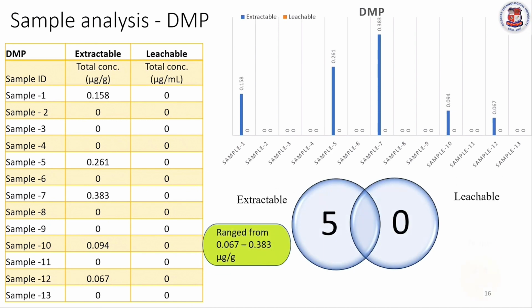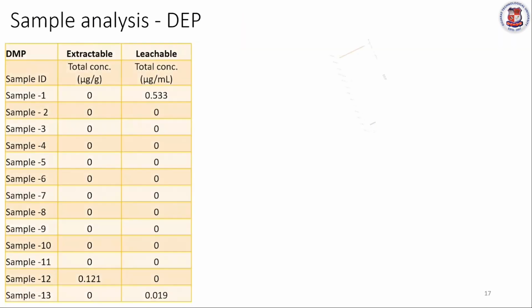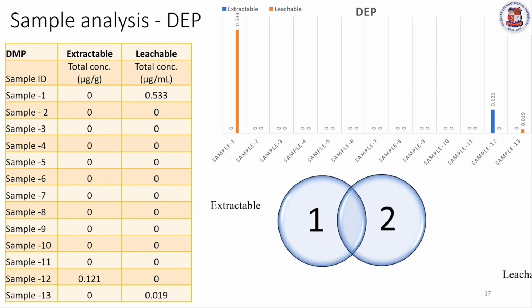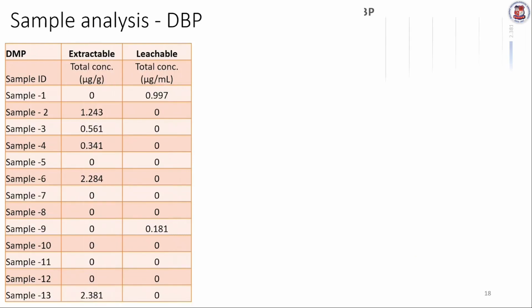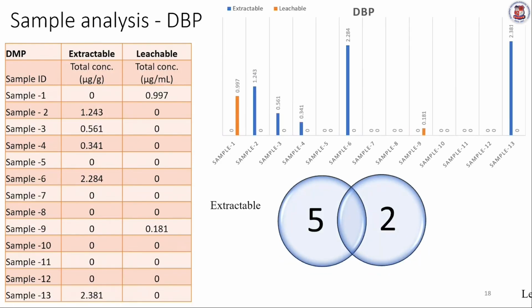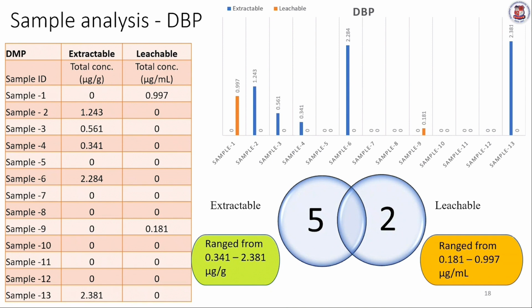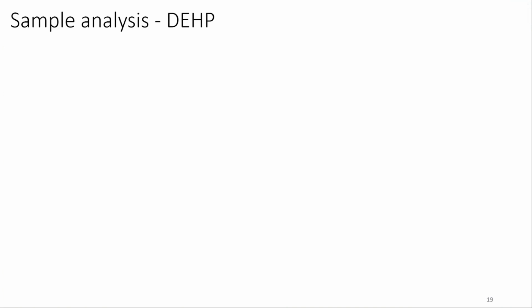After the sample analysis, what results are we getting? For DMP, dimethyl phthalate, 5 samples were found to have leaching, extractable content within the given range. In DEP, diethyl phthalate, we found one component as an extractable, and 2 samples in the category of leachables. For DBP, dibutyl phthalate, again we found 5 samples with content in extractables, and 2 samples where the DBP was found as leachables.